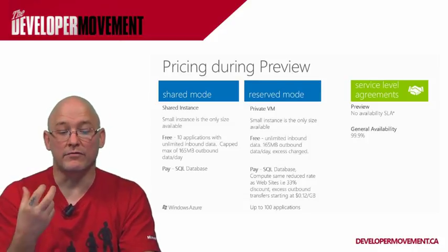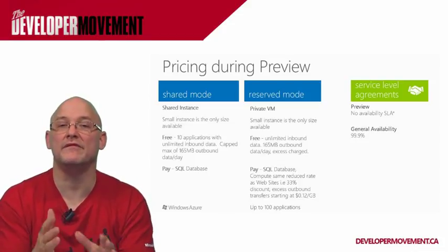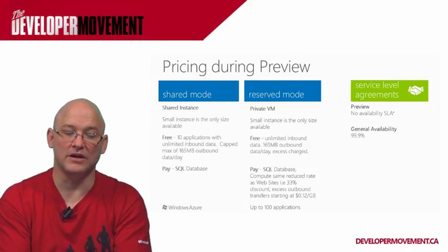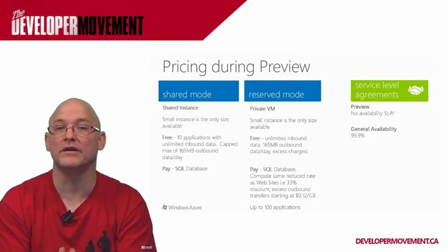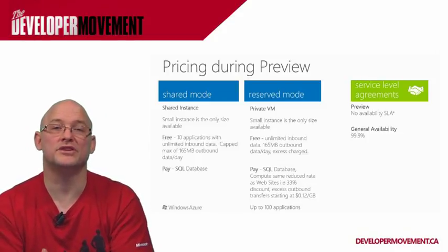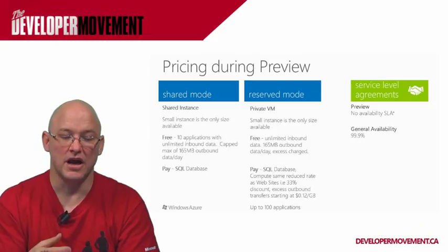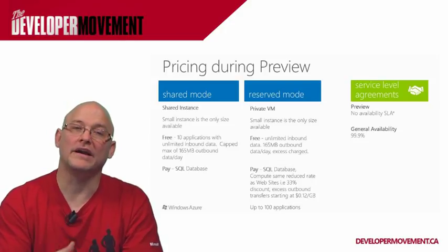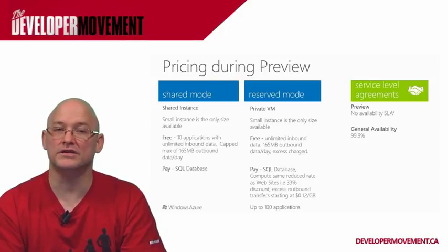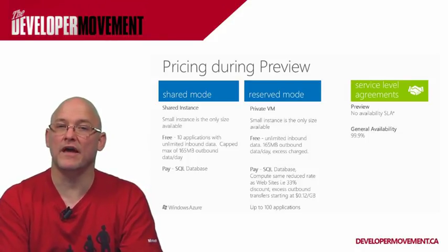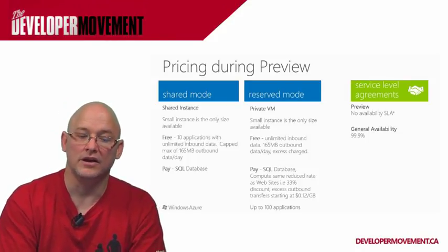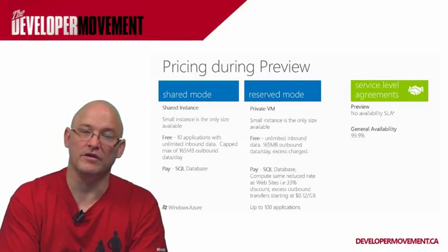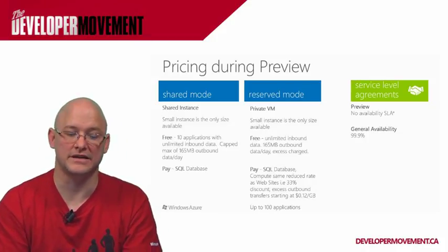Now in private mode, or reserve mode, you have a private VM. So that means that VM is only set and used for that particular instance of your mobile services. Okay, it's a small instance. It's the only size available at this moment. I'm not sure when and if that's going to be changing. I would imagine that at some point it would probably change. You still have the free unlimited inbound and 165 megs of outbound, but anything over that would be charged. So basically going to the reserve mode, if you're sitting within that paradigm, you're still not paying anything else, right? You're not paying anything that you were not paying before. The only difference is that you have the ability to go over that 165 megs, with the excess being billed.